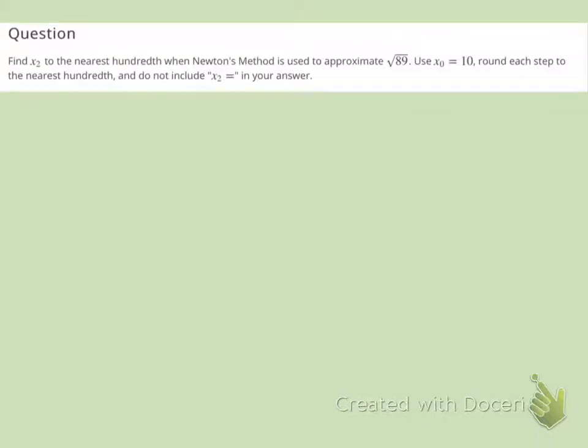Hi everyone. So for this practice problem, we're going to use Newton's method to approximate the square root of 89. So first note that the square root of 81 is 9 and the square root of 100 is 10. So we know that the square root of 89 is going to be somewhere between 9 and 10.